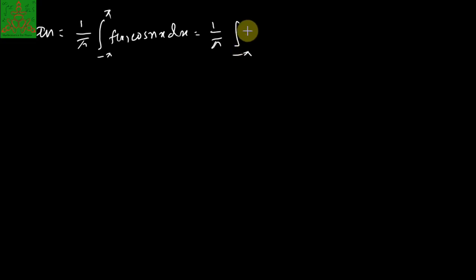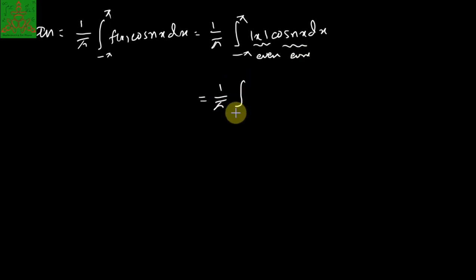Now an we calculate, which is again 1 upon pi, integral from minus pi to pi of f of x cos nx dx. If I substitute the value of f of x, which is mod x, it is mod x cos nx dx, and this is an even function, this is also an even function, so we can say it is 1 upon pi, 2 times the integral from 0 to pi of x cos nx dx. In the interval 0 to pi the mod of x is actually x.